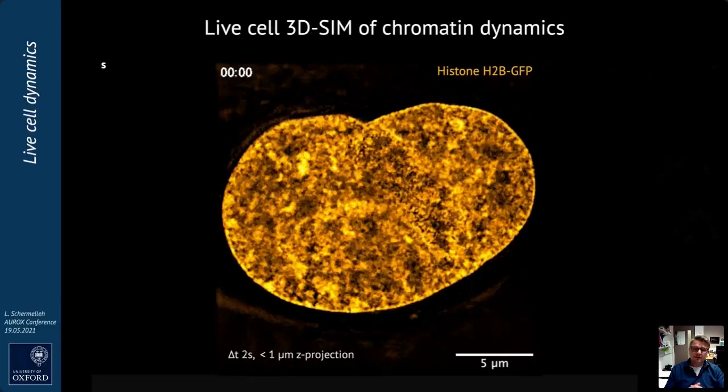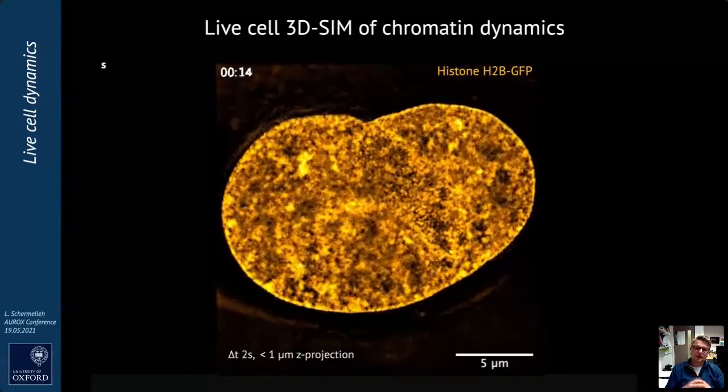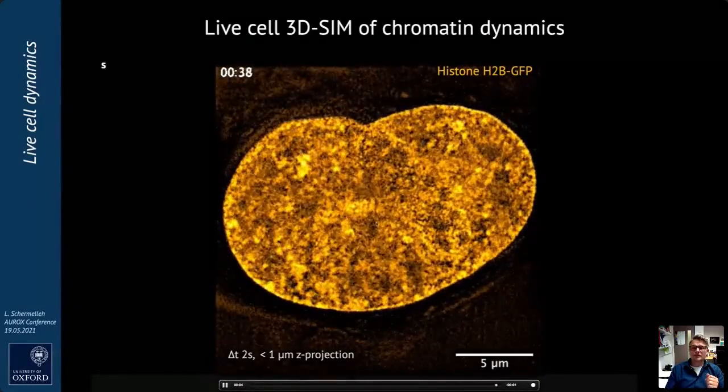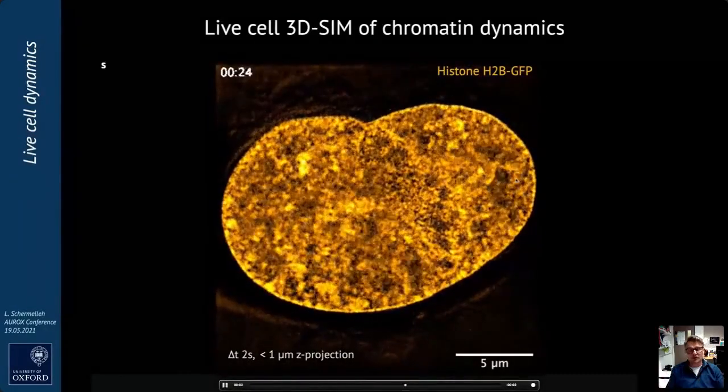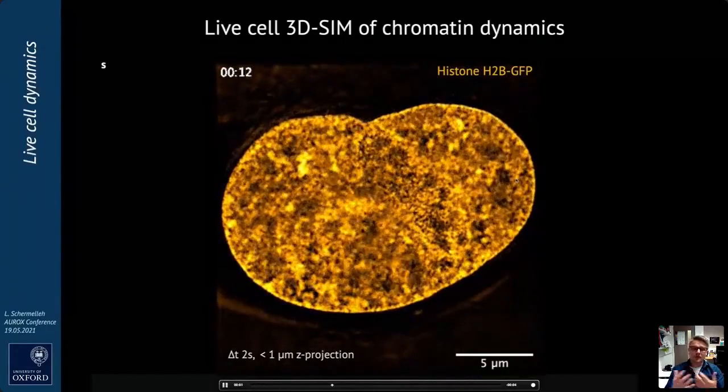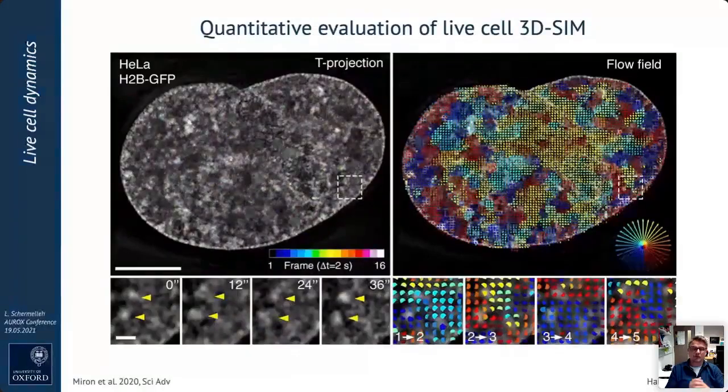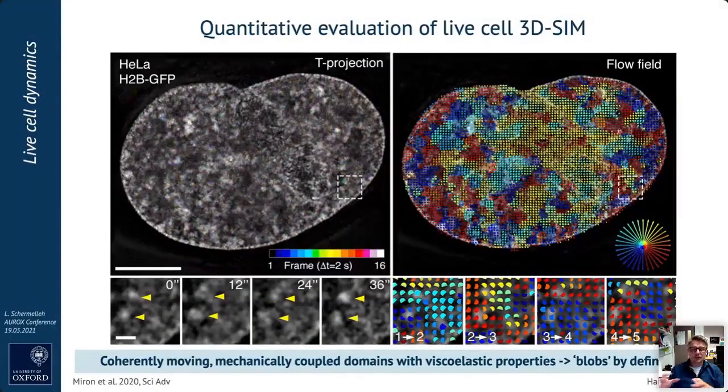How about dynamics? We tried to optimize our 3D imaging to do time-lapse imaging, and this is the kind of data that we see. I think it's clear from these data that we see the same domain organization also in live cells, so we're not looking at fixation artifacts, and we have some dynamic properties that we can assess quantitatively. I don't want to dwell too much on this flow field analysis, but essentially what it told us is that we are looking at coherently moving, mechanically coupled domains with viscoelastic properties. So essentially we're looking at blobs by definition, not only because of our resolution.